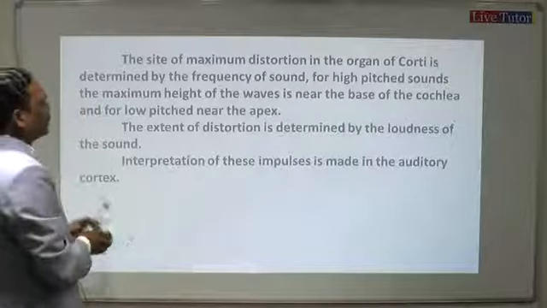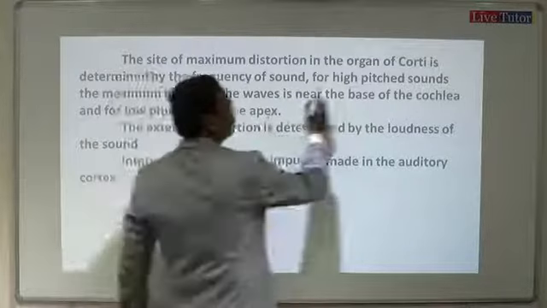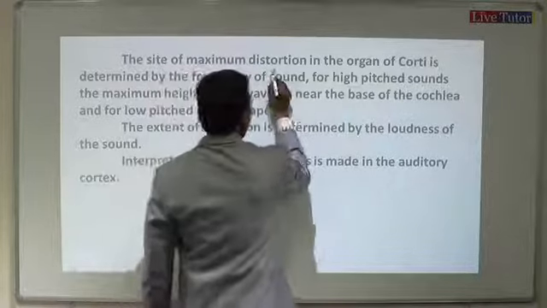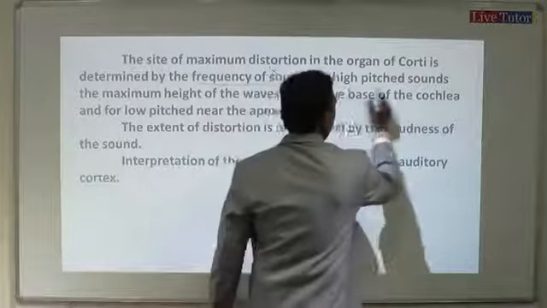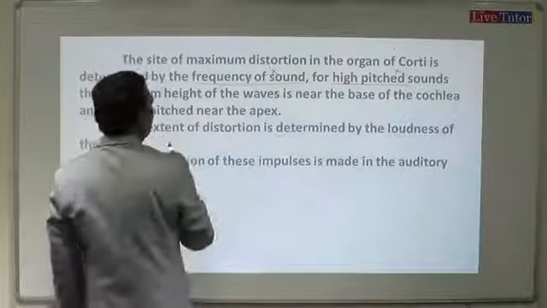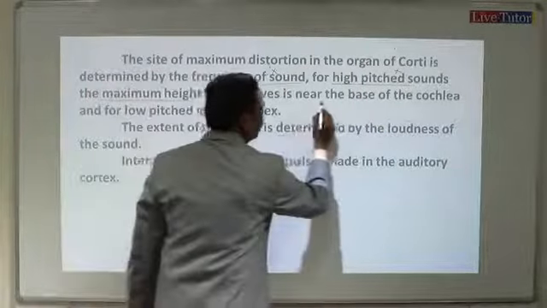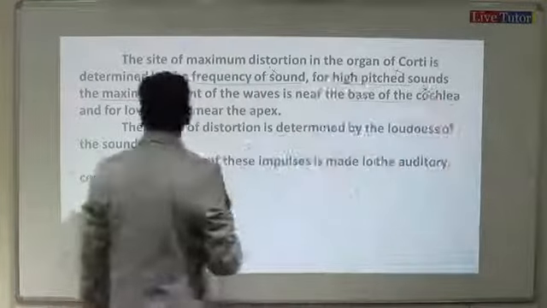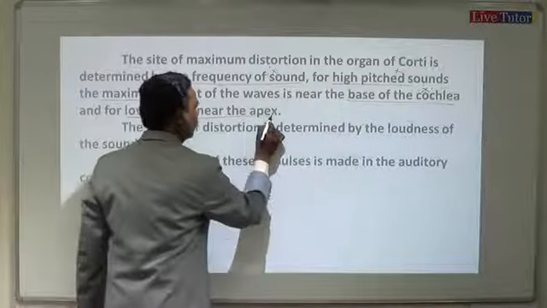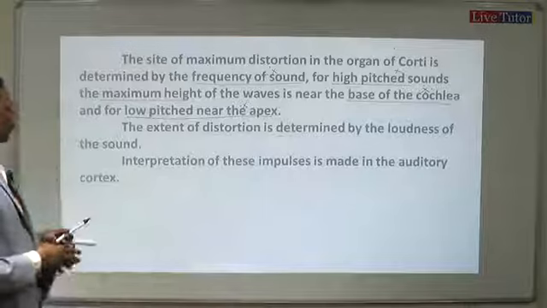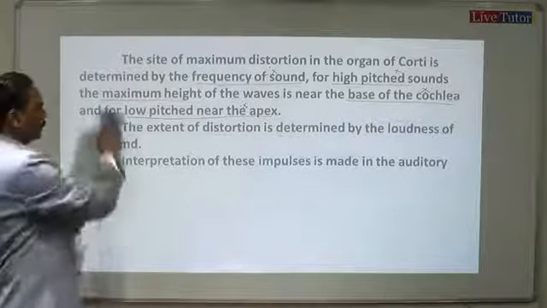So, okay. The site of maximum distortion in the organ of Corti is determined by what? The frequency of sound. Remember one more question: high pitch sound has maximum height of the waves near what? The base of the cochlea, an important point. And the low pitch sound is at the apex of the cochlea. Okay, now these points are for the essay question.